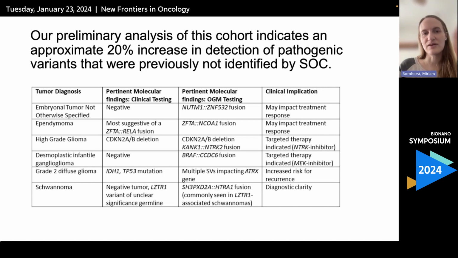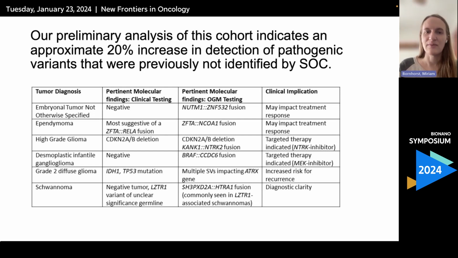On the third column there, you can see the pertinent molecular findings that I found on optical genome mapping. So in the first one, we found a NUT-M1, ZNF532 fusion, and this may impact treatment response. The ependymoma that was most suggestive of a ZFTA-RELA fusion actually had, per our analysis, a ZFTA-NCOA1 fusion, which is a little bit different than the RELA fusions and may actually impact treatment response as well as prognosis.